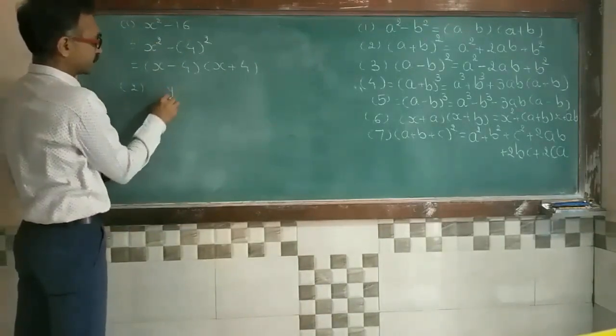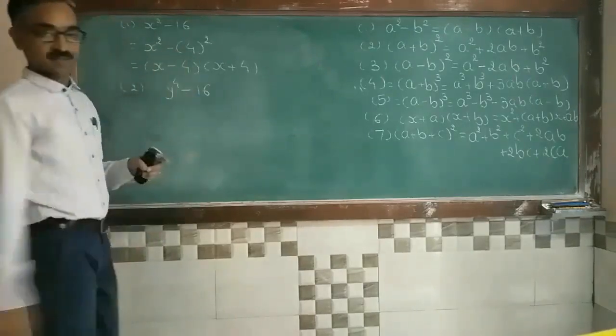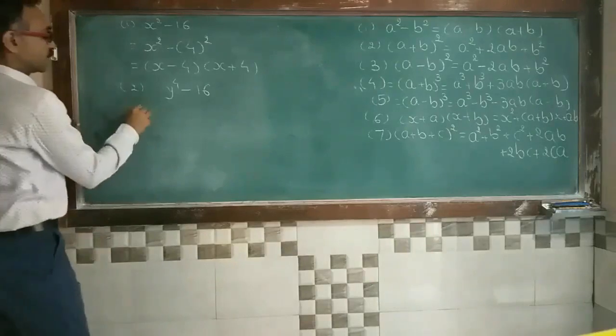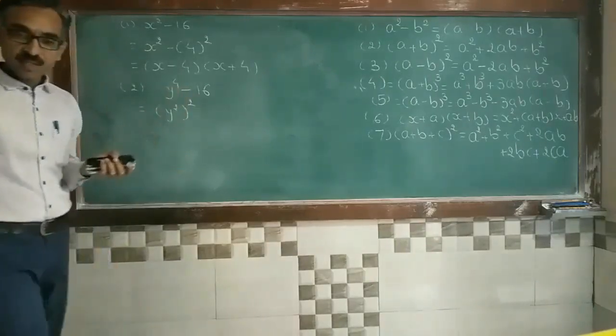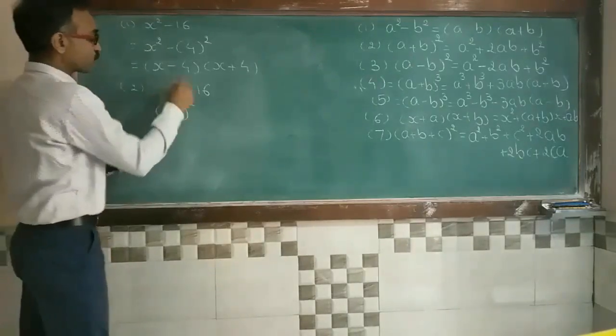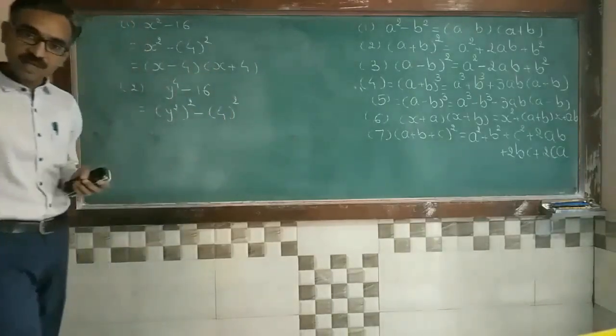Suppose you are given y raised to 4 minus 16. Then (y square) whole raised to square. Is it? Of course, 2 to the 4. So y raised to 4 minus here 4 square.